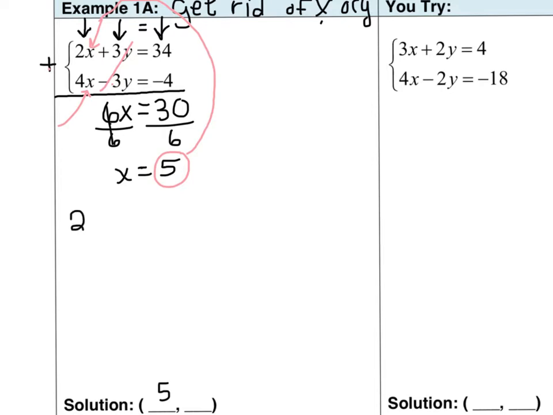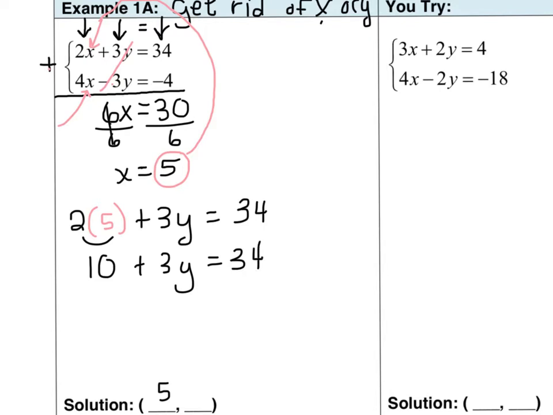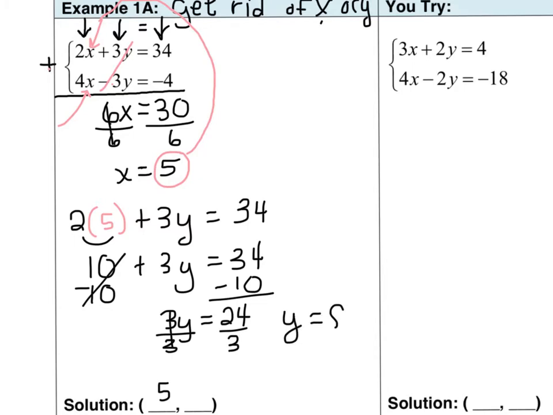So we're going to have 2 times 5, because we're plugging 5 in for x, plus 3y equals 34. 2 times 5 is 10. And next we will subtract that 10, which leaves us with 3y equaling 24. And when we divide by 3, we get y equals 8. So the final answer here is (5, 8). Go ahead and try the next one.